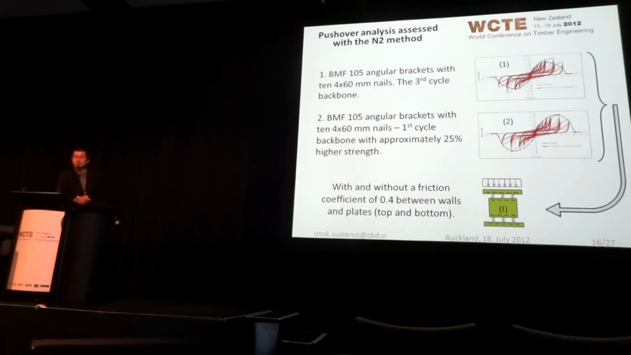These are the pushover curves we got. The blue one represents the first cycle response, and the third one, the third cycle response. The dashed lines are for cases without friction, the full lines are for friction. So you can see that using a stronger bracket, of course, results in a higher peak base shear. However, the ductility is about the same. So the maximum displacement we reach is about on the same level.